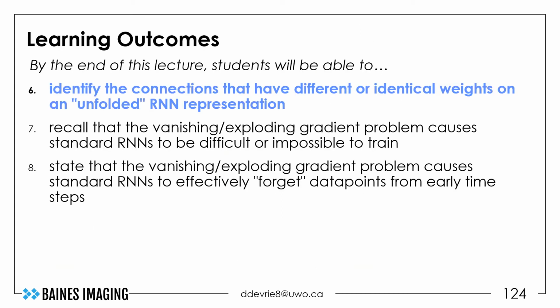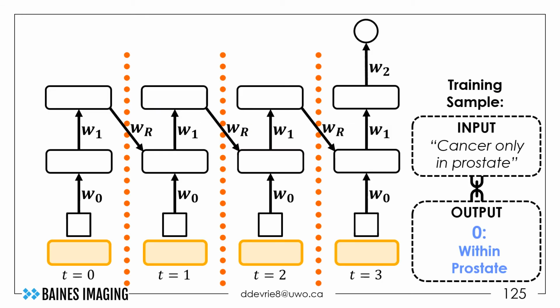So this allows us to quickly cross off another one of our learning outcomes, which is to be able to identify the connections that have different or identical weights on an unfolded recurrent neural network representation, which we saw with all those weight matrices. So now that we know where our parameters are, we can move on to see how we can try to adjust or optimize them.